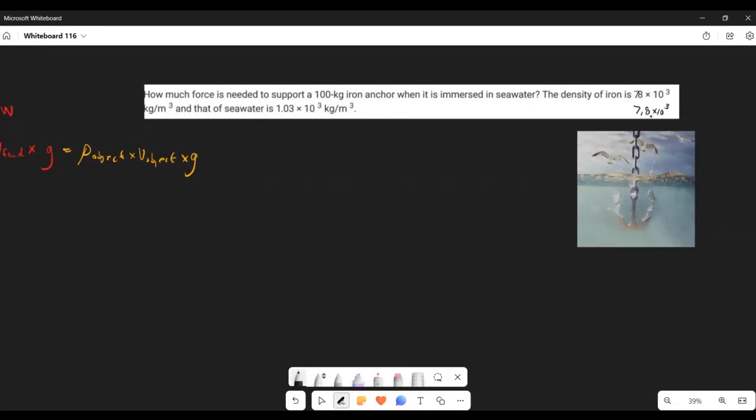And so they're asking how much force is needed to support a 100 kilogram anchor when it's immersed in seawater. The density of the iron is 7.8 times 10 to the power 3. And the density of the seawater is 1.03 times 10 to the power 3. Okay, so what do you think the first thing would be? What should you do?